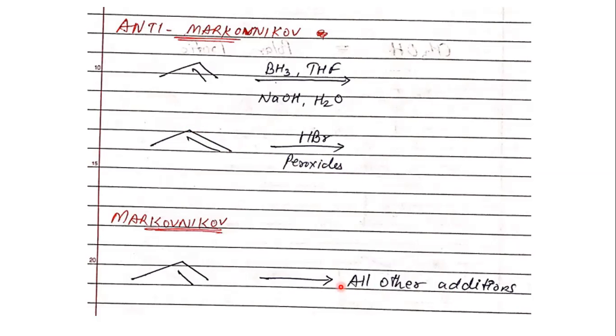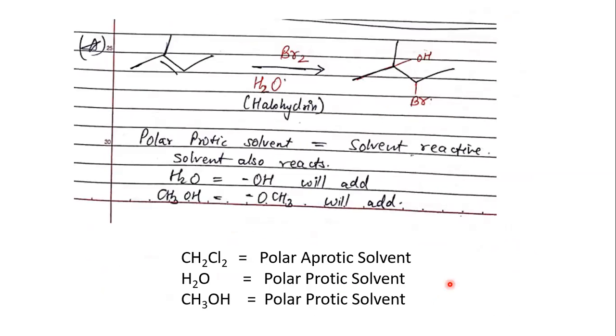And almost all other addition reactions follow Markovnikov's rule. Even addition of water undergoes Markovnikov's rule. This is another reaction which is not in your portion, but we'll cover something called the halohydrin reaction. Normally, bromination, the bromine addition, takes place in the presence of dichloromethane, CH2Cl2, or CH2Br2. Any dichloromethane or dibromomethane, those kinds of solvents.